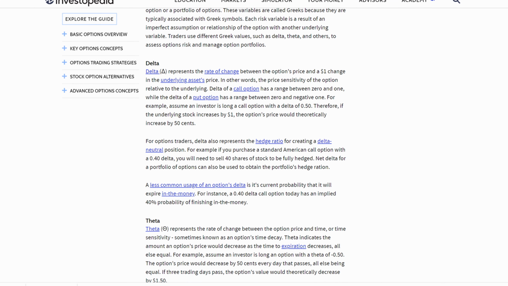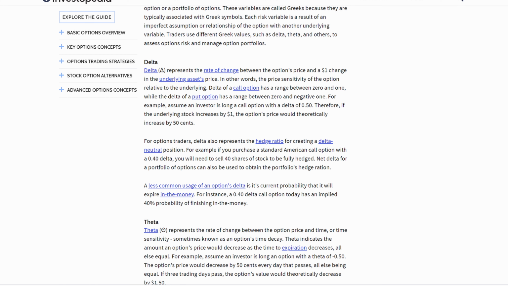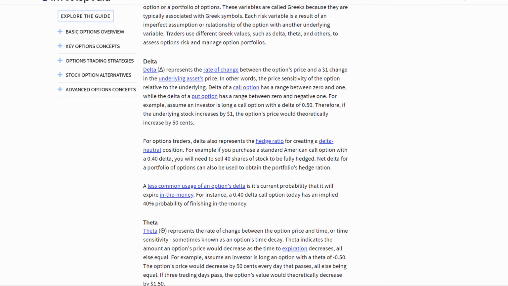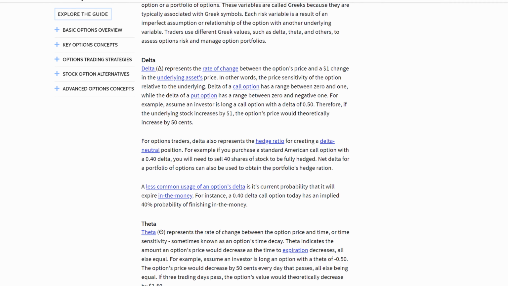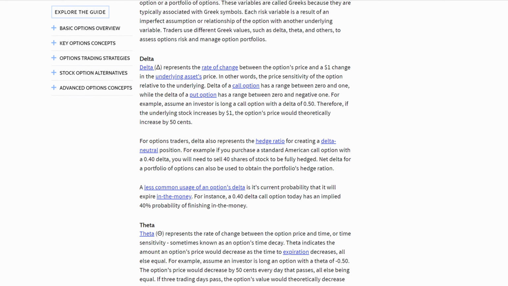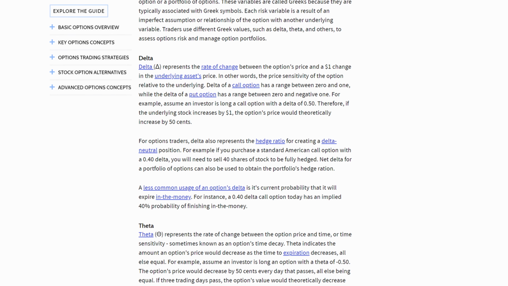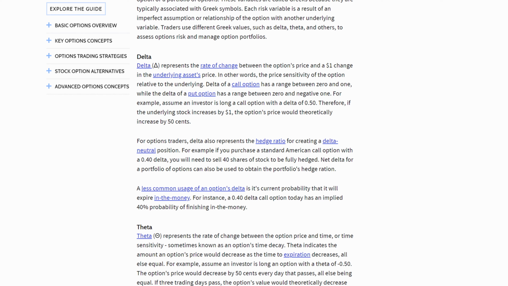Delta represents the rate of change between the option's price and a $1 change in the underlying asset's price. The delta of a call option has a range between 0 and 1, while the delta of a put option has a range between 0 and negative 1. If a call option has a delta of 0.5, this means that if the stock rises by $1, then the price of the option will rise by 50 cents.